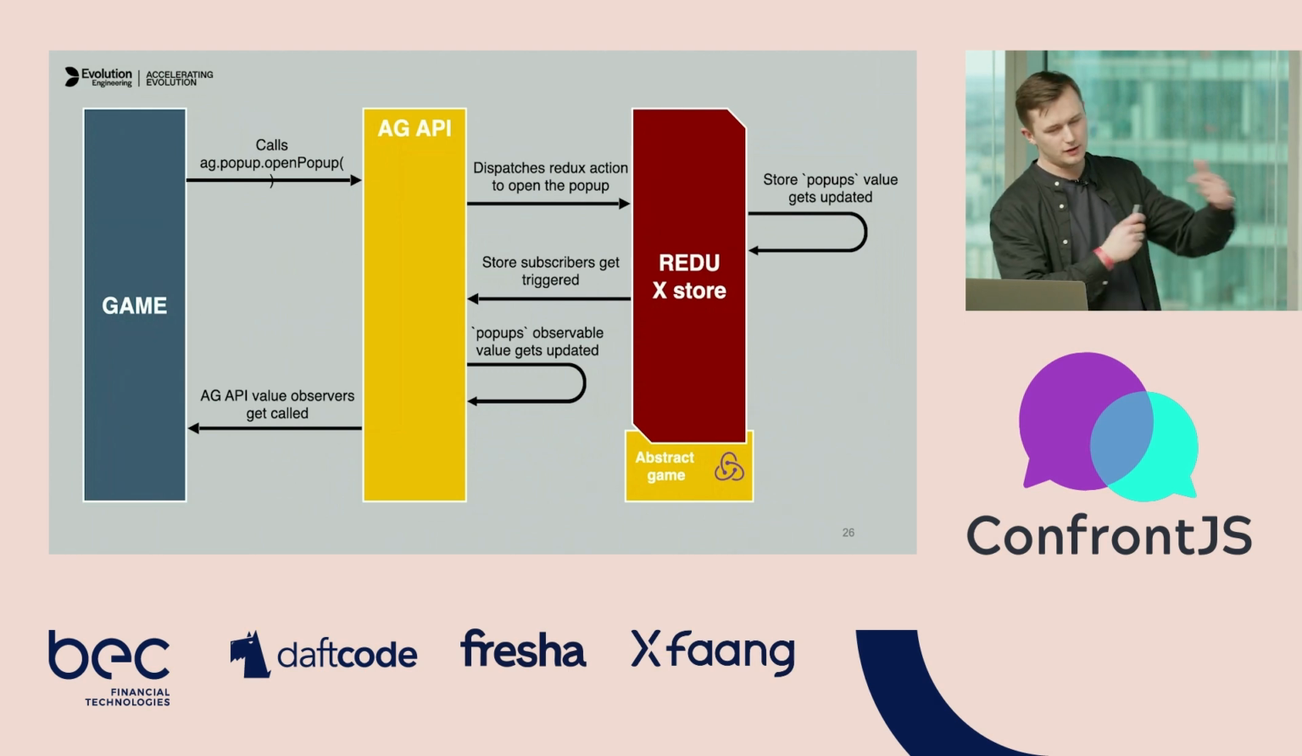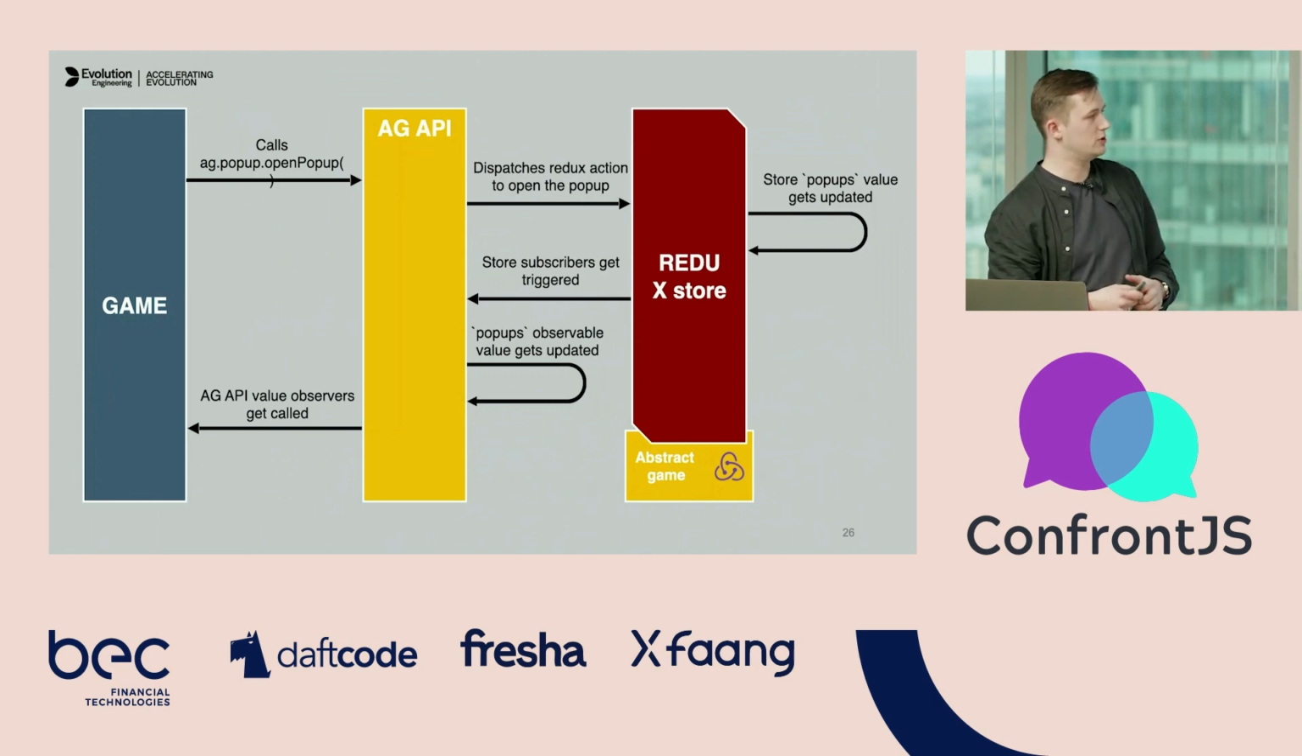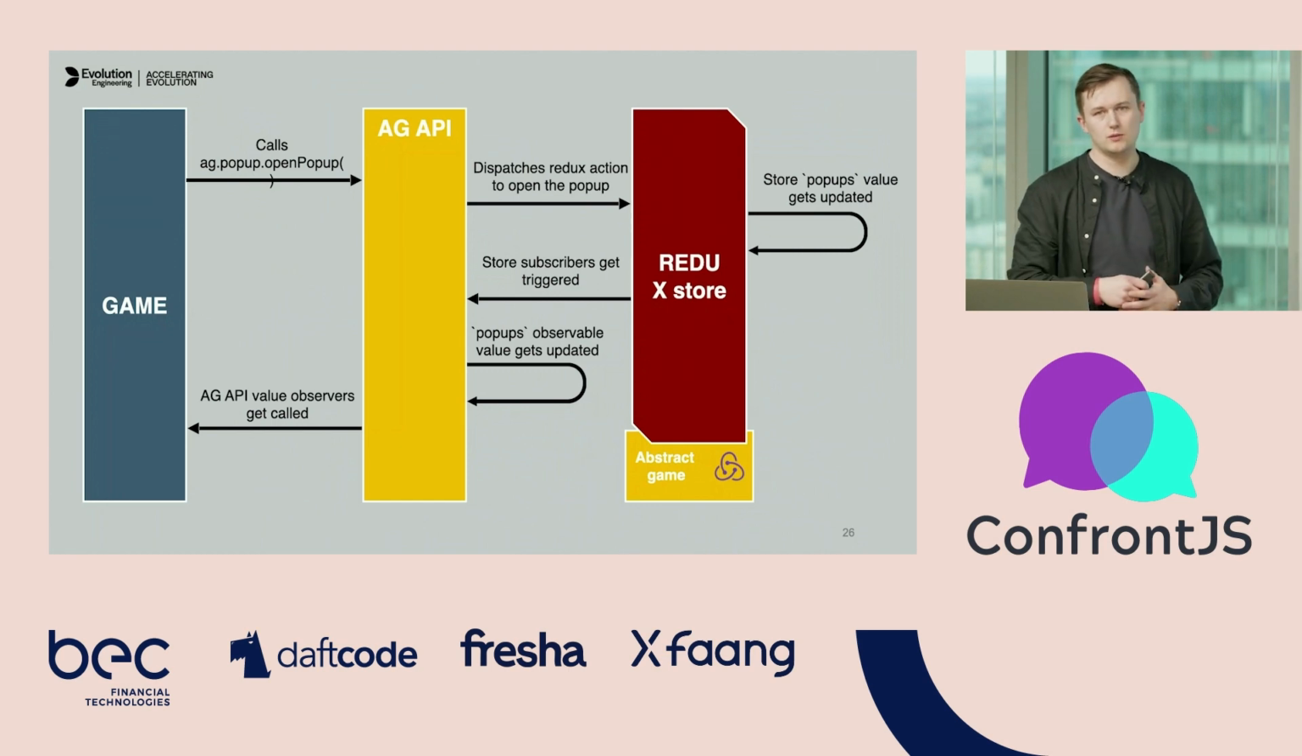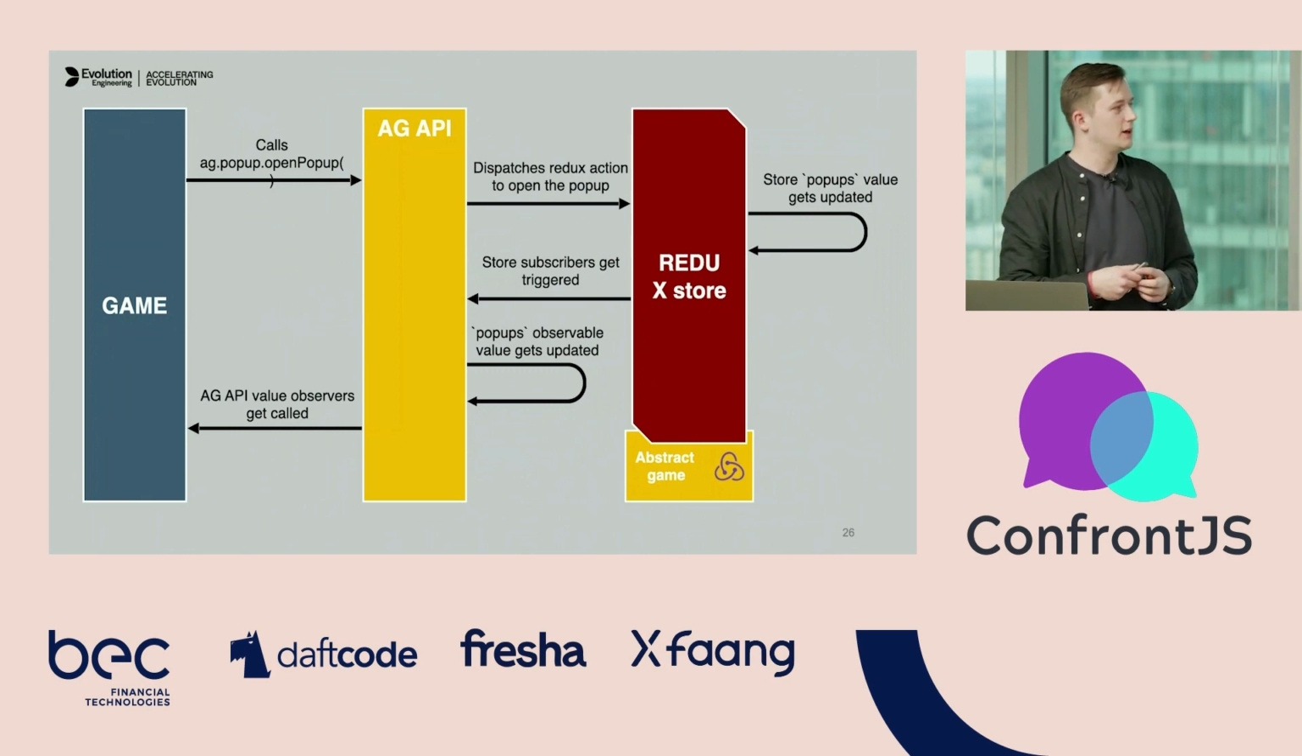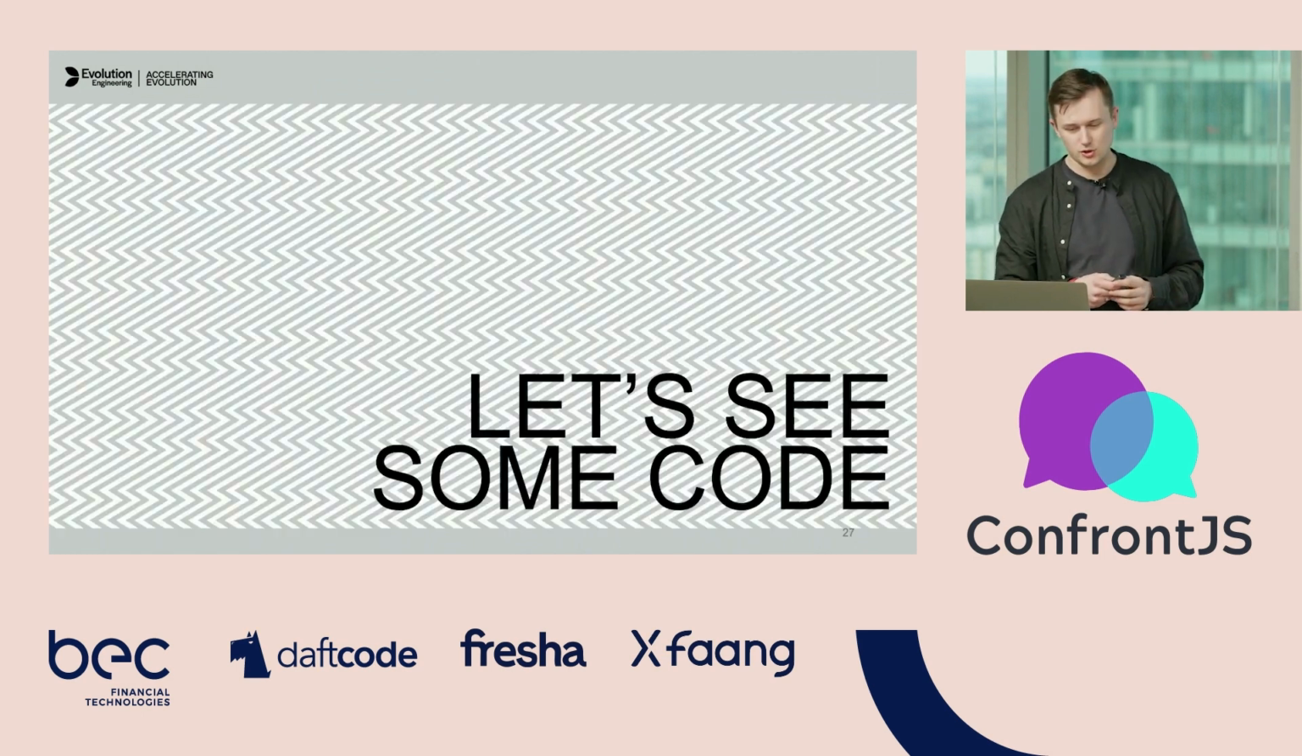So we have a bidirectional connection between the game and the abstract game. In theory now, abstract game API could be a wrapper over whatever thing we want. We can ditch the whole thing, the whole Redux, and use whatever else. So this allowed us to be technology agnostic in this case.